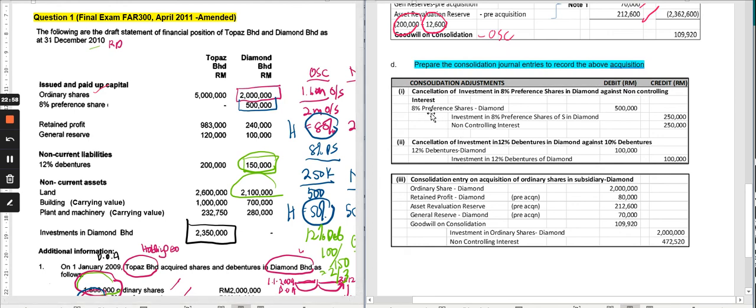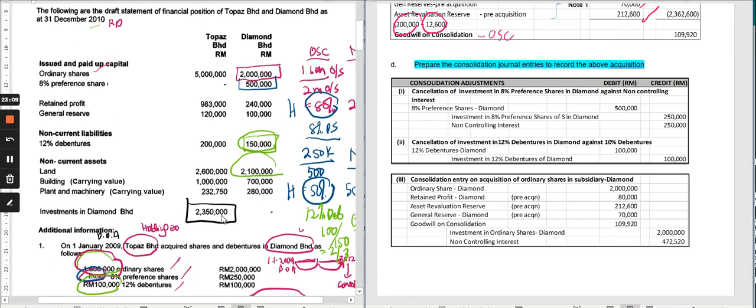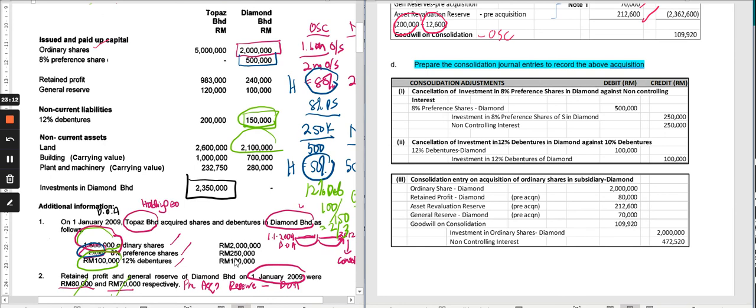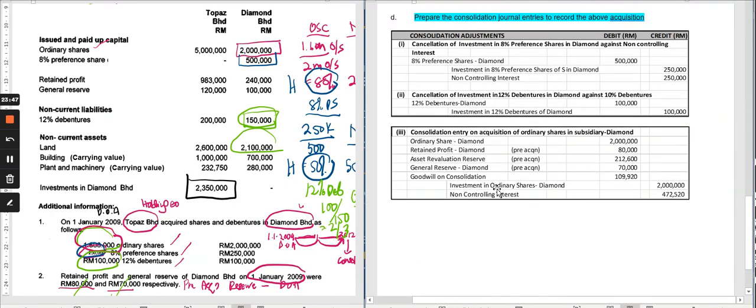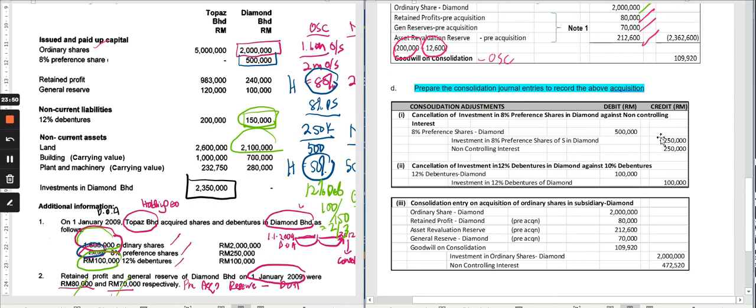Remember, you only leave the holding company's shares in the consolidated statement of financial position. So you cancel off that 500,000 against the investment that you made. The investment that you made is 250,000, giving you the remaining attributable to the non-controlling interest of 250,000, since the non-controlling interest and the investment in preference shares in Diamond is equal to the carrying value of the preference shares.